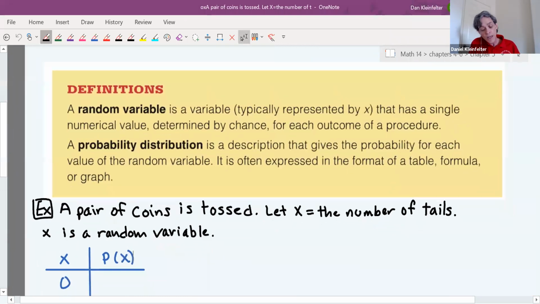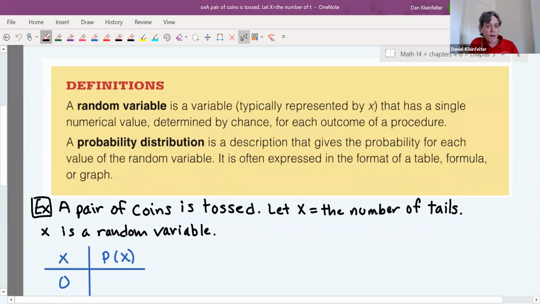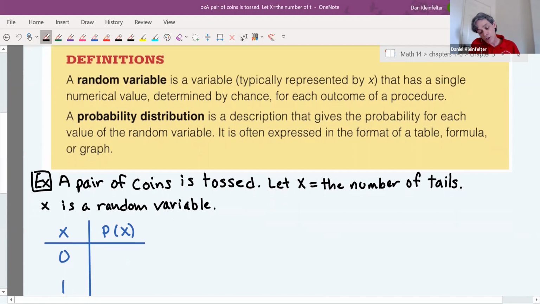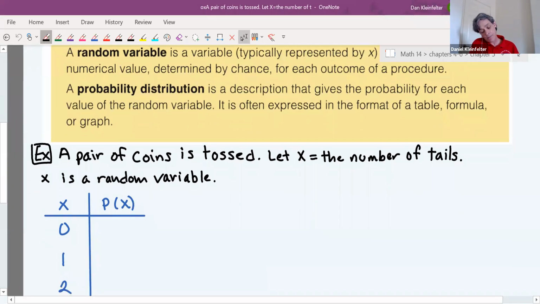All right, so this all deals with a random variable. So that's where we'll start. A random variable is a variable, and you all know what a variable is from your earlier math classes. And these are typically represented by x, that has a single numerical value determined by chance, that's the random part, for each outcome of a procedure. Okay, so as an example, and then I'll come back to the other definition here in a second.